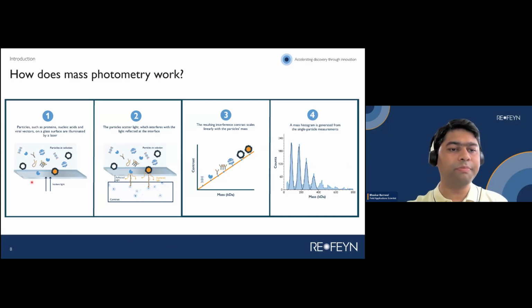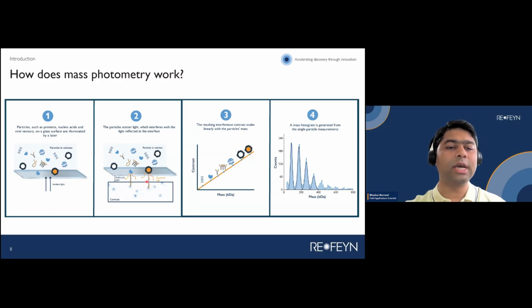In this particular picture, what you see is a glass cover slip, and this glass cover slip is illuminated by a laser light from underneath. You can take your samples, which range from DNA, RNA to proteins, and even AAVs on top of it. Some of the light goes through, while some of the light is reflected back due to this glass buffer interface. And some of the light is scattered due to these landing molecules.